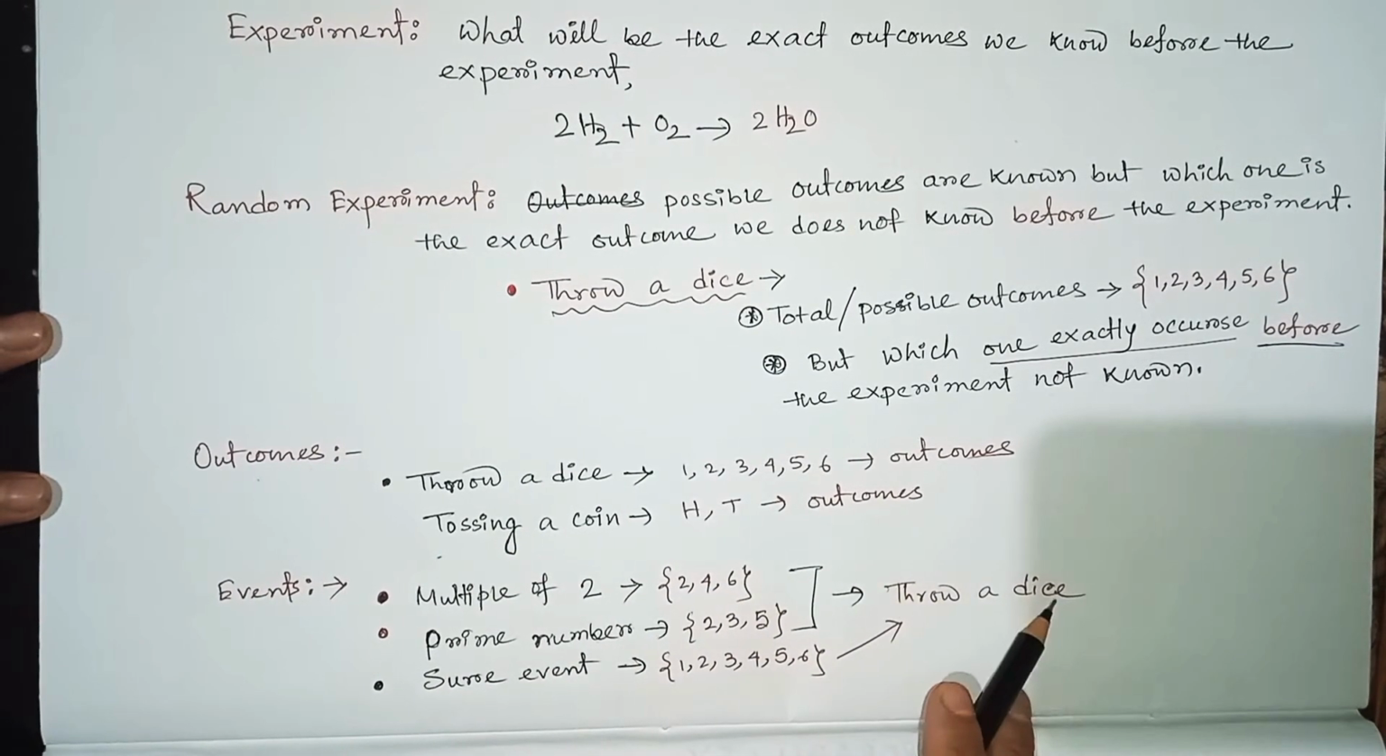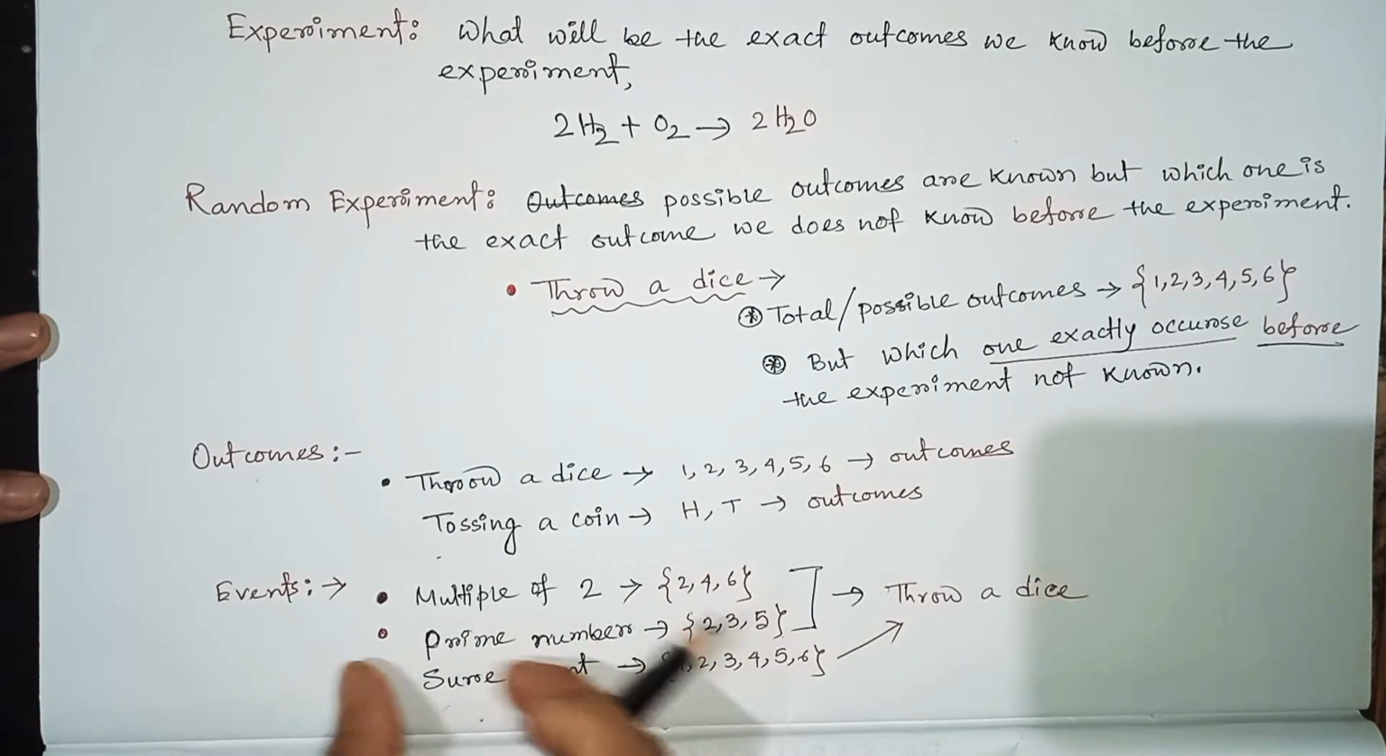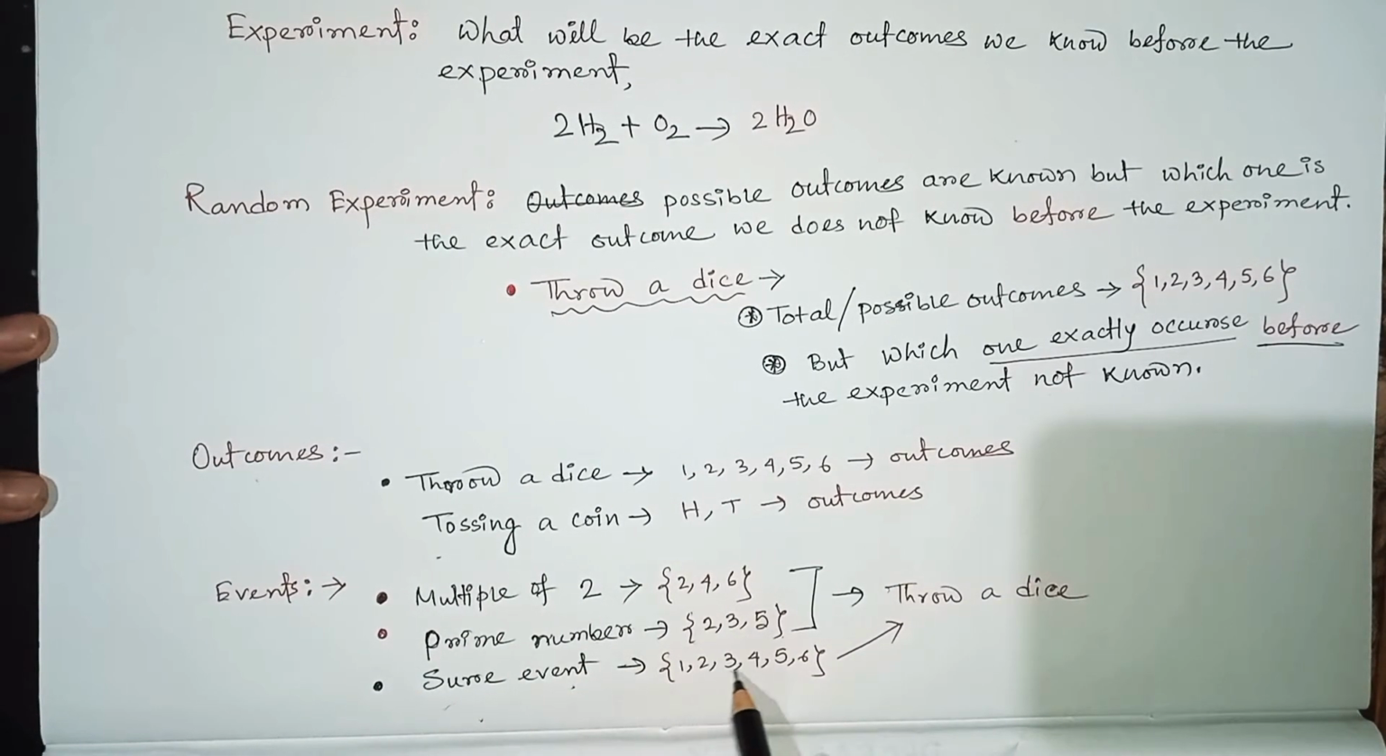Suppose throwing a dice, there are many possible events. Multiples of 2: in brackets, 2, 4, 6, these are outcomes. When we write them in brackets, then it is an event. Prime numbers: 2, 3, 5. When we write them in brackets, it is an event. A sure event means all possible values. When we write them in brackets, it is called the sure event: 1, 2, 3, 4, 5, 6.